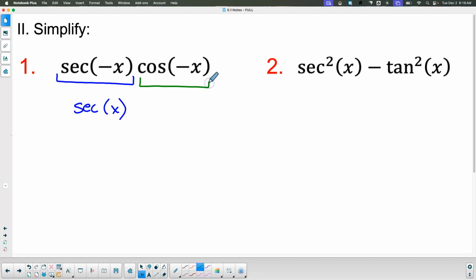Cosine of negative x is equal to, and if so, which number? Number 1, what's it equal to? Cosine of x. Okay. Secant. What is secant equal to? What was that? 1 over cosine of x?